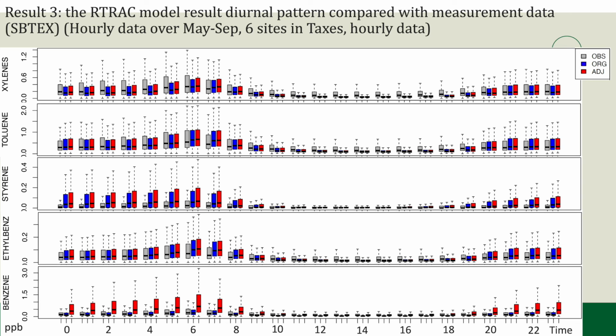In this box plot, the gray box shows the observational data, the blue box shows the original inventory data without adjustment, and the red box shows the result after we did the gap fill for the emission data. Following this result, we can see that for xylene, toluene, and ethylbenzene, the nighttime patterns are close. But for styrene, it's overestimated at night. For benzene, the benzene inventory data are a little underestimated, but the model species is overestimated.